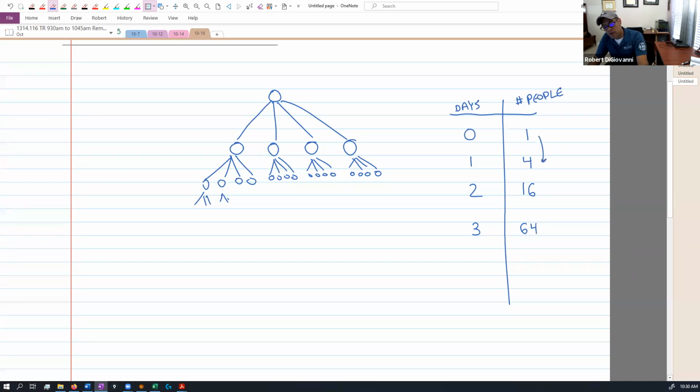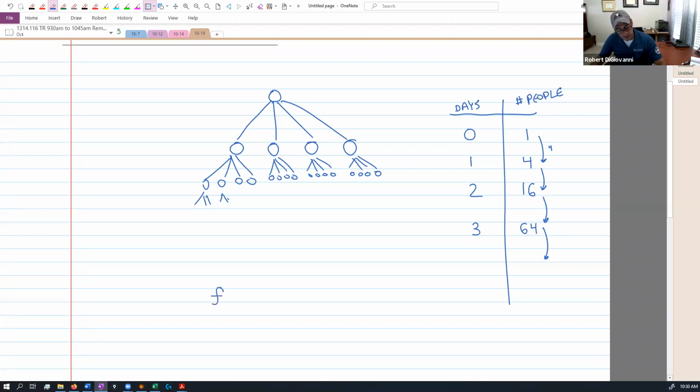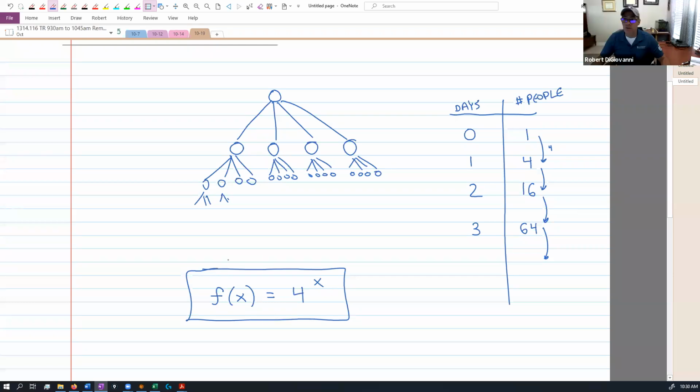So how much are we multiplying by each time? 4. Not 2 this time, right? It's 4. So what should our exponential function be then? What number raised to the x? 4. Yeah, 4 to the x. That should be the exponential function that describes the growth of this virus, the transmission of it.